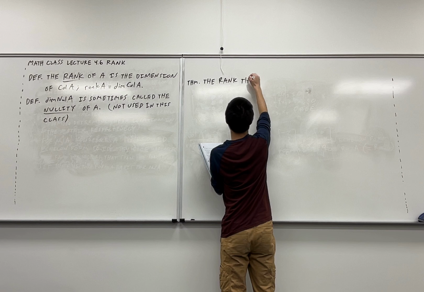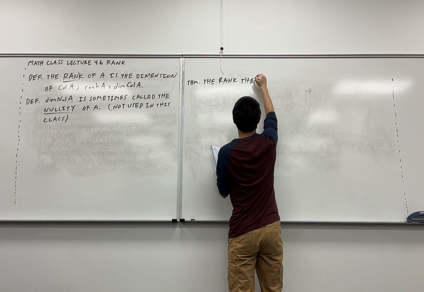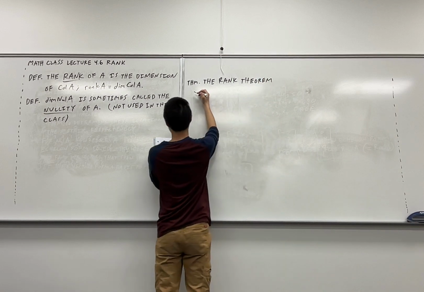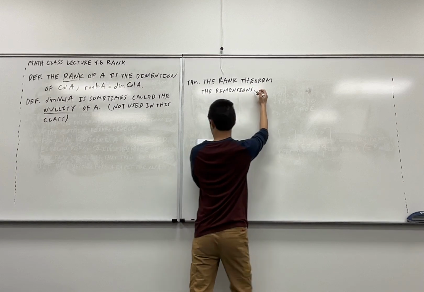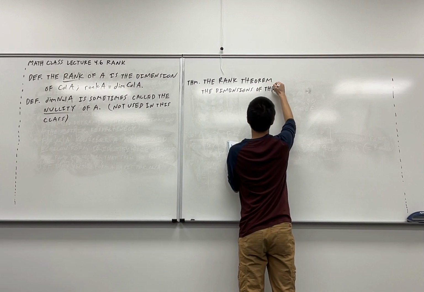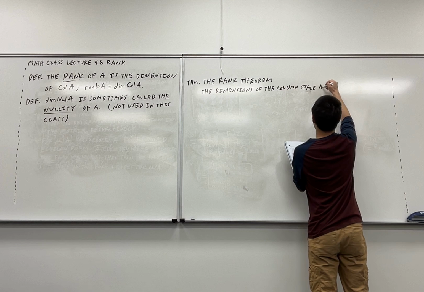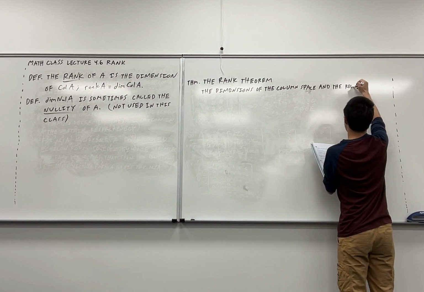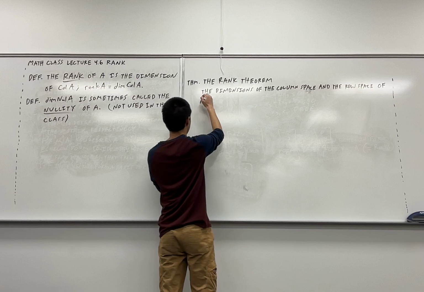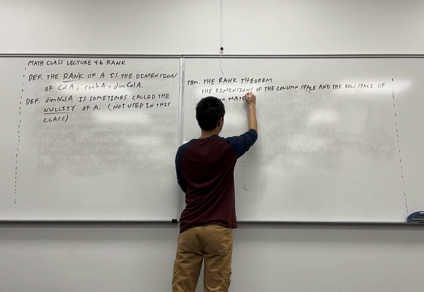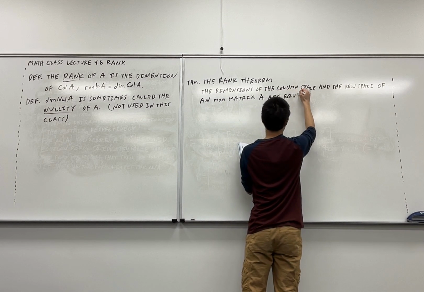The rank theorem. The dimensions of the column space and the row space of an n by n matrix A are equal. You might be wondering, how could I possibly know that intuitively? Maybe from the fact that the very definition of the row space could be expressed as a column space, right?